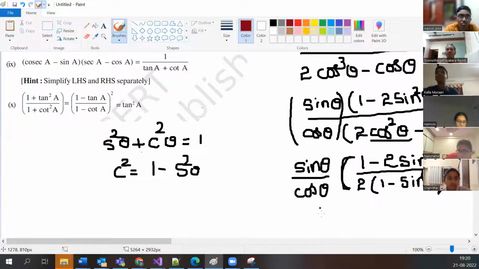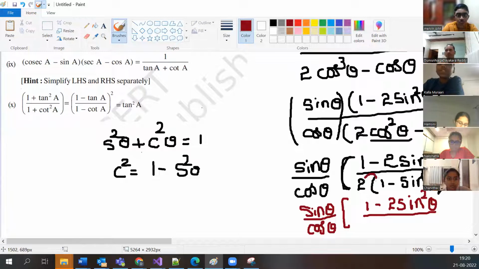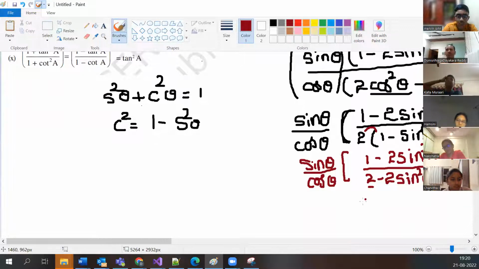After this, nothing to do with trigonometry. Sine theta by cos theta as it is, you will keep, into the numerator as it is, 1 minus 2 sine square theta. Now tell me what the denominator will become. 2 into 1 is 2. Plus into minus is minus. So it will be 2 minus 2 sine square theta minus 1. Now look at these two terms. Minus 1 plus 2 is how much, children? 1.